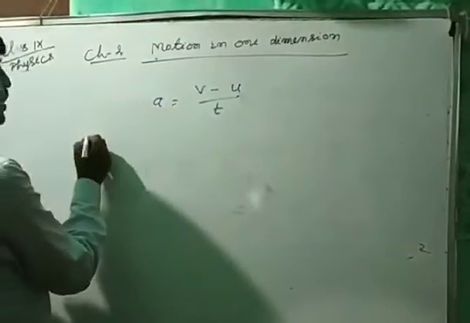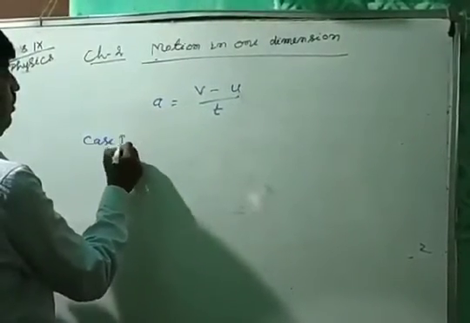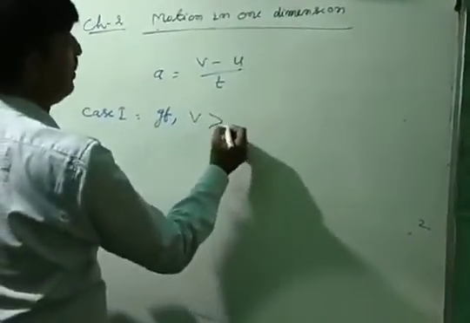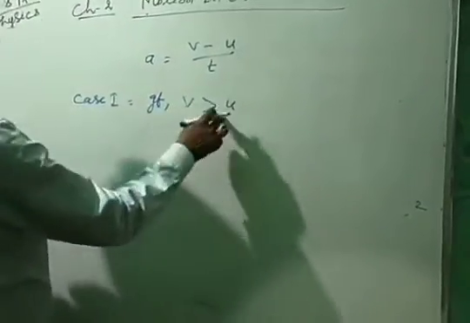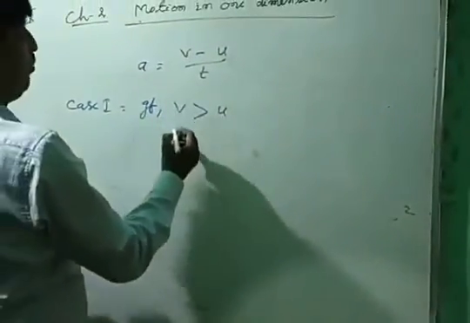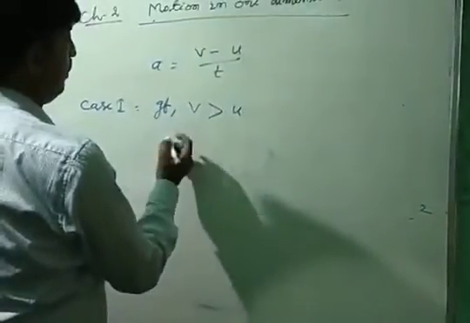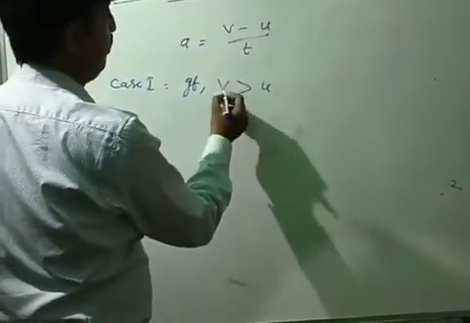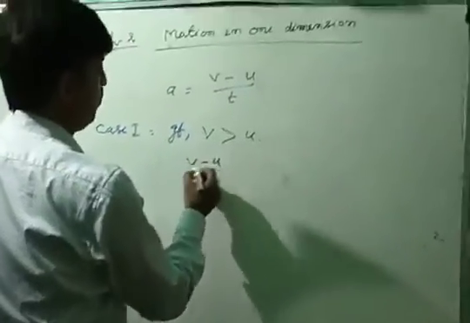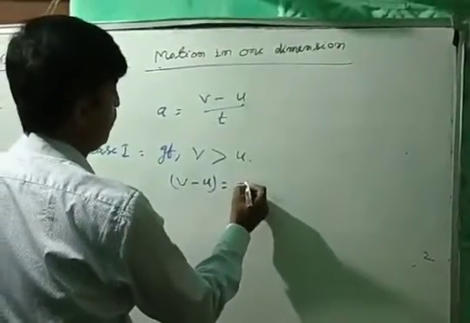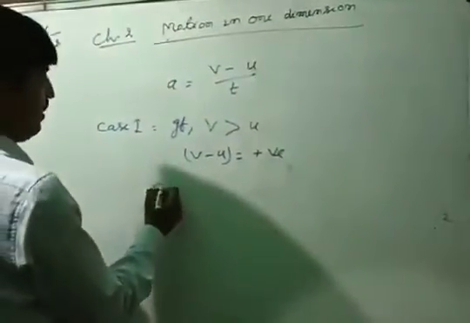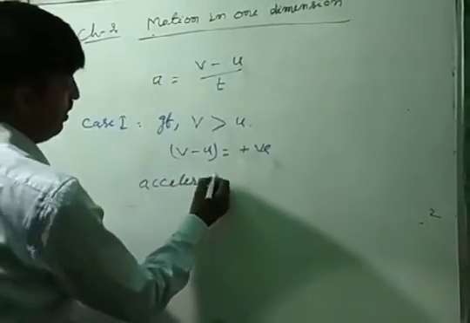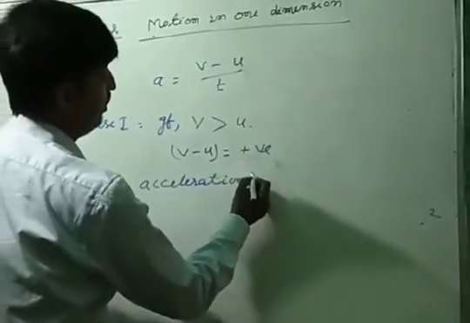The formula of acceleration is a equals v minus u by t. In case 1, if v is greater than u, then the value of v minus u is positive. So acceleration is also positive.